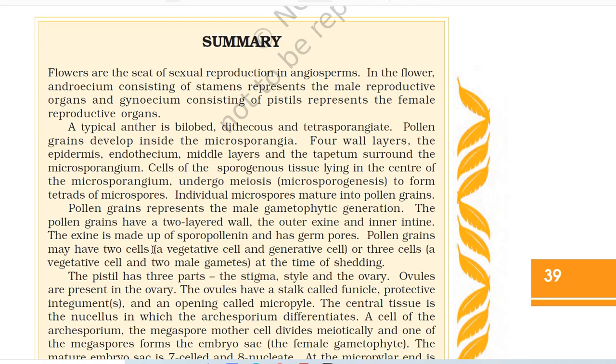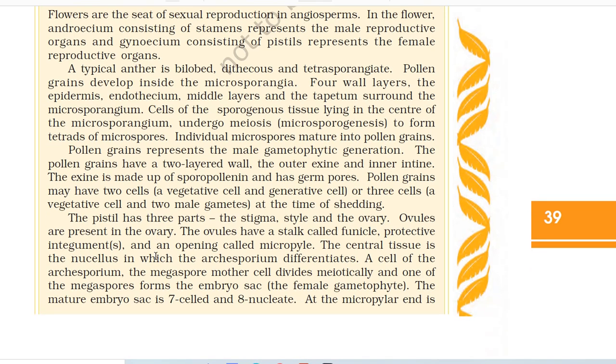Summary: Flowers are the seat of sexual reproduction in angiosperms. In the flower, androecium consisting of stamens represents the male reproductive organs and gynoecium consisting of pistils represents the female reproductive organs. A typical anther is bilobed, dithecous and tetrasporangiate. Pollen grains develop inside the microsporangia. Four wall layers, the epidermis, endothecium, middle layers and tapetum, surround the microsporangium.